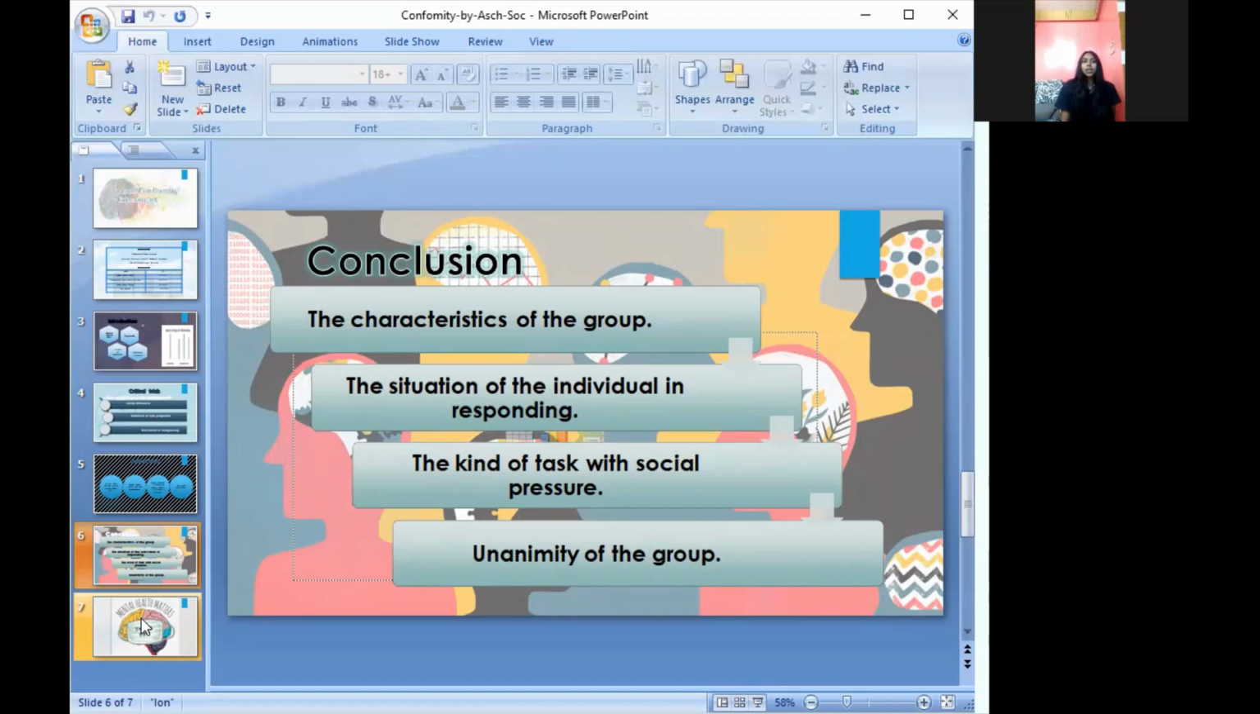Tasks at which an individual is less qualified than others in the group make conformity more likely. For example, a person who is unfamiliar with computer use may feel pressure to give an opinion about computer brands when they are in a group with experienced computer users.